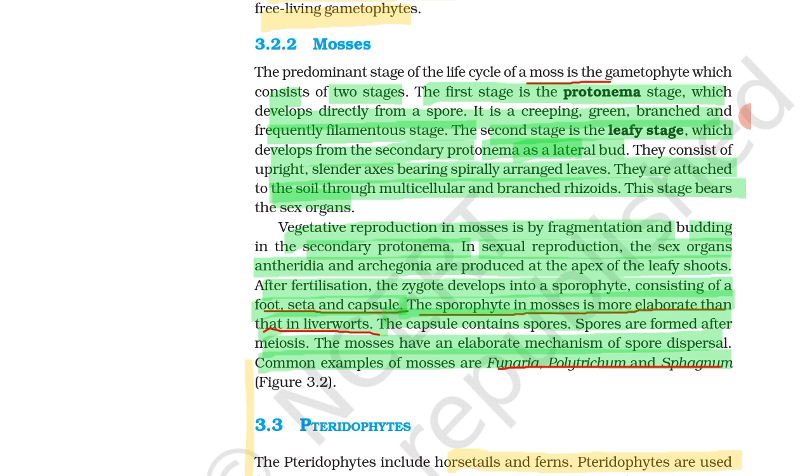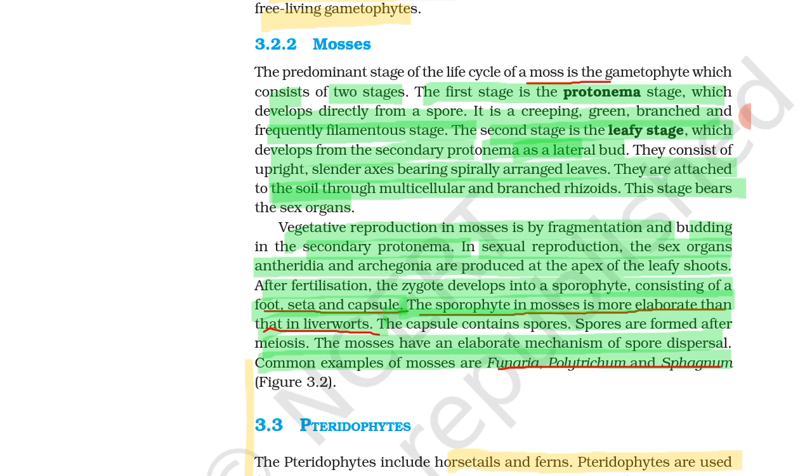Then vegetative reproduction is by fragmentation and budding in the secondary protonema. In sexual reproduction, the sex organs antheridia and archegonia are produced at the apex of the leafy shoot; antheridia are the male sex organs and archegonia are the female sex organs. After fertilization, the zygote develops into a sporophyte consisting of foot, seta and capsule. The sporophyte in mosses is more elaborate than that of liverworts. The capsule contains spores. Spores are formed after meiosis. Mosses have an elaborate mechanism of spore dispersal.